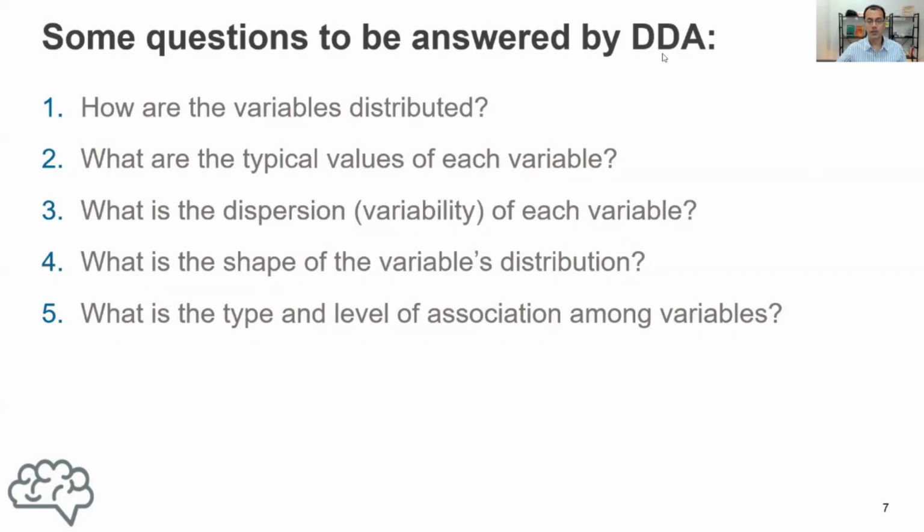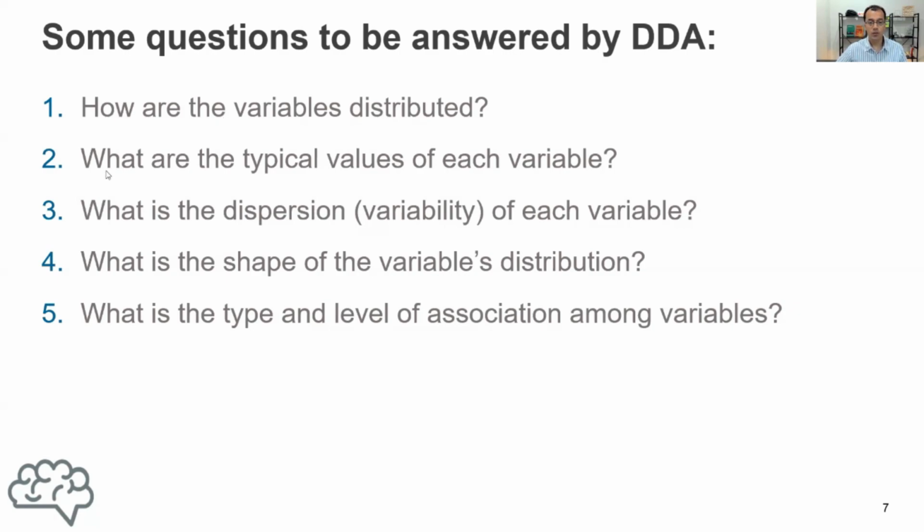Another way of understanding DDA is by looking at some of the questions that it tries to answer. The first question is related to how the variables are distributed. Determining the distribution of a variable corresponds to calculating the frequency of occurrence of each value of the variable. Or, in a different way, you can calculate the frequency of occurrence of each category or interval of values of the variable.